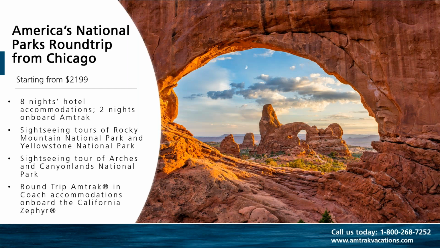And again, folks, this one, America's National Park, is round trip from Chicago. It does feature that beautiful California Zephyr train. It's 8 nights hotel accommodations and 2 nights on board Amtrak. So you do have that opportunity to have that wonderful overnight experience on the train. The trip does come with coach seating on board Amtrak, but you can certainly upgrade that to your own private cabin. We'll look at what those cabins look like a little bit later in the presentation today.